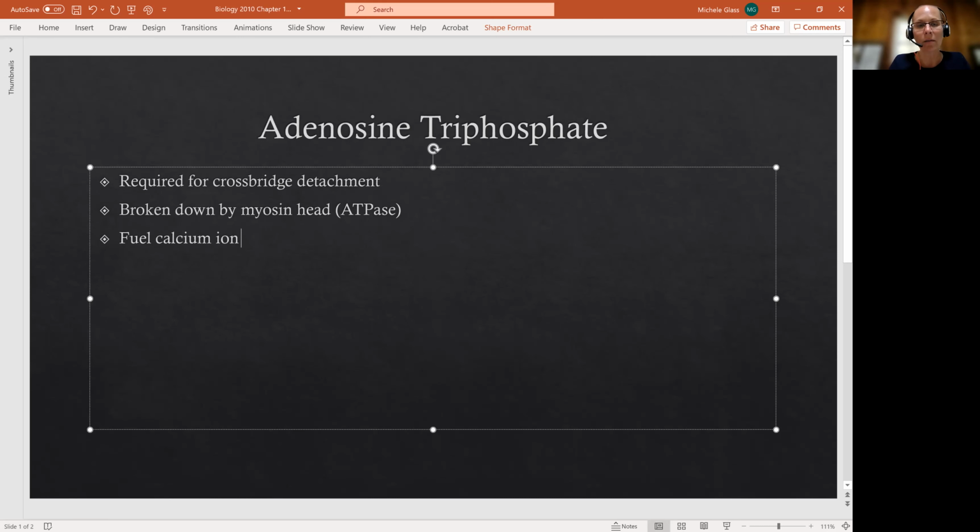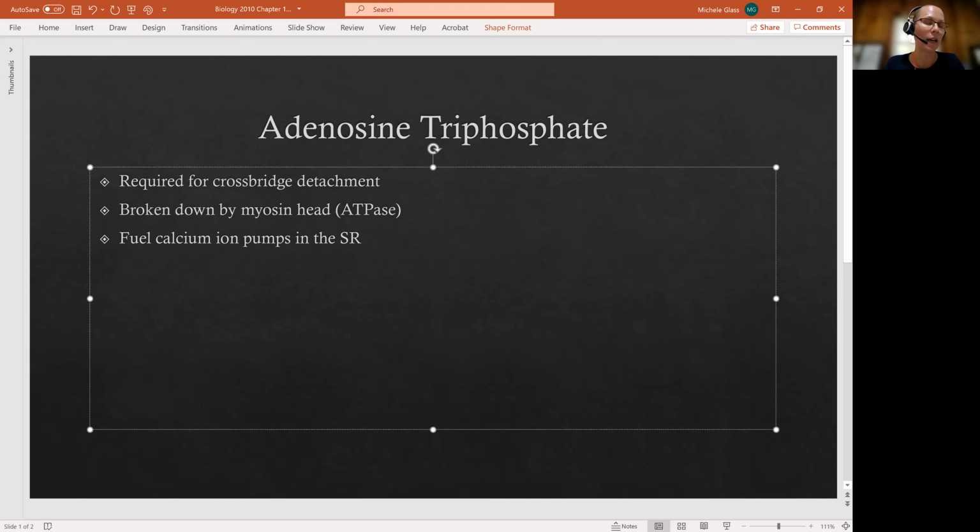And then we also see that ATP is going to be important to fuel the calcium ion pumps in the SR. So we need to be able to pump that calcium back into the sarcoplasmic reticulum in order to stop this muscle contraction, right? That was one of our important stops.